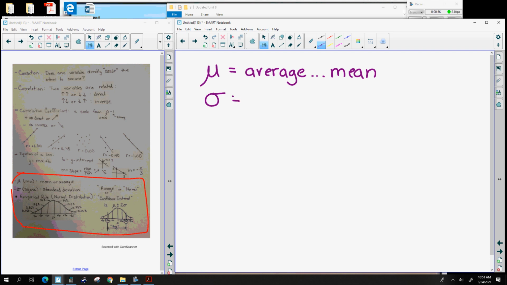Next is another Greek letter. This is lowercase sigma, and this stands for something called a standard deviation. A standard deviation is kind of a rough gauge of how spread apart the different pieces of information from a set of numbers are. So how far are they from each other?